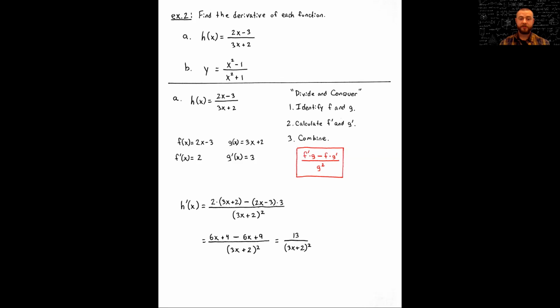And if you do that, notice you have a 6x that cancels out within the numerator. And then you can combine the 4 and the 9 together. Be careful with your signs, together as 13.